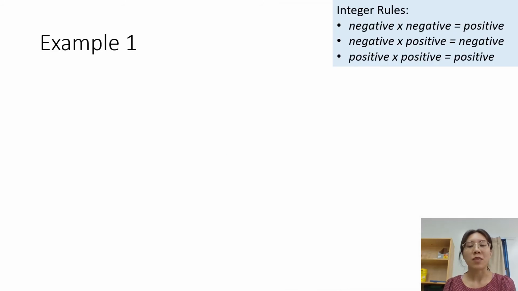Let's do an example. Just remember integer rules: when you have a negative and you multiply it by a negative, you will get a positive. If you have a negative number and you multiply it by a positive number, you'll get a negative number. And if you have a positive number multiplied by a positive number, the ending number will be positive. So take this question for a moment.